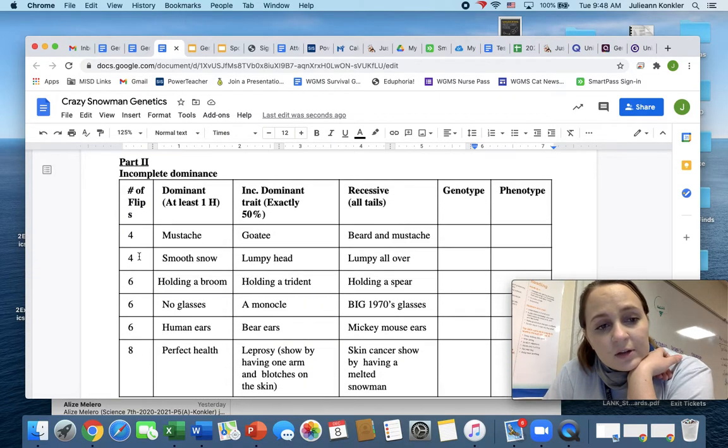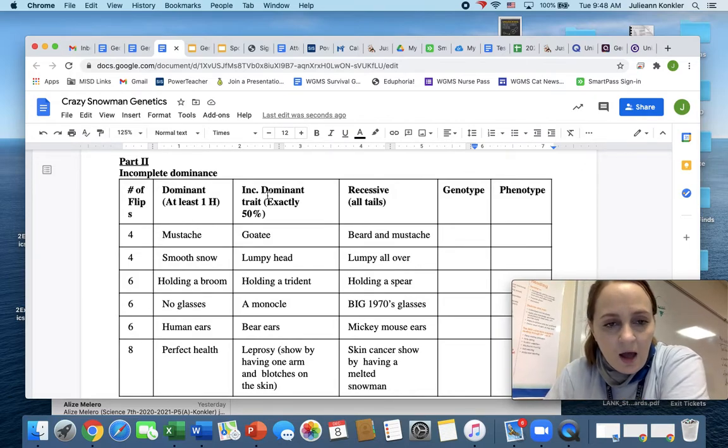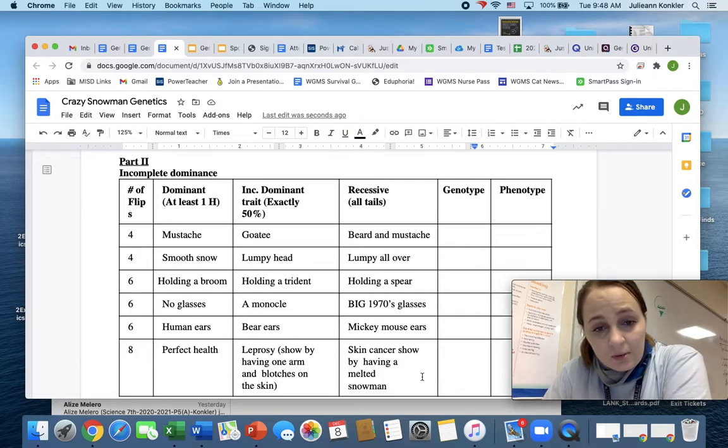Now part 2 is a little bit different. It's going to tell you 4. This time we're doing 4 flips. And really, I would stick to 4 flips for all of them, just to make it a little easier. So for this, if you have 2 heads, 2 tails, it's 50%. All tails is going to be recessive. Any other combination, so 1 head or 3 heads, is going to be dominant, or 4 heads. So let's go ahead and try this one.